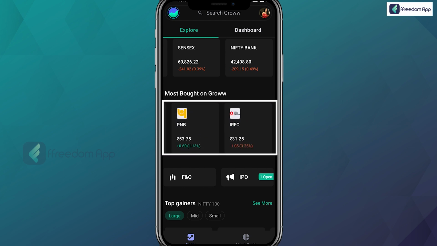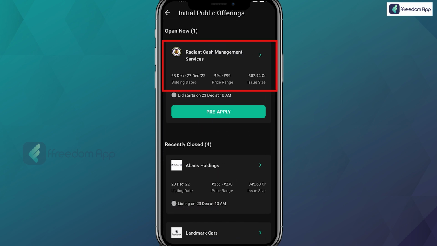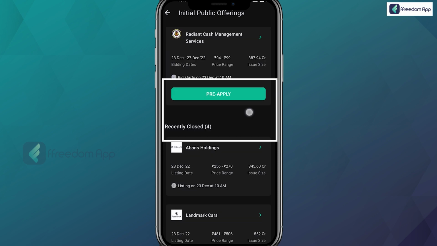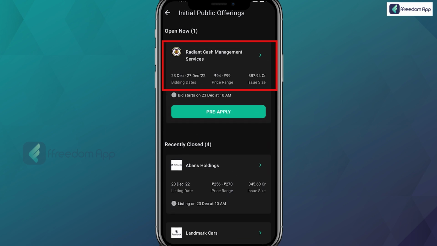We need not look into it right now. Below that we have futures and options, which we also know is kind of a trading, correct? And then we have IPO. Let's just open IPO. We have one thing open right now. So bid starts on 23rd December at 10 a.m. and it is the Radiant Cash Management Services. And you also have Abans Holdings, which has recently closed. So this says listing is on 23rd December at 10 a.m. So this is how IPO works. Now this IPO is open, which is Radiant Cash Management Services. Okay, now let us just go back.